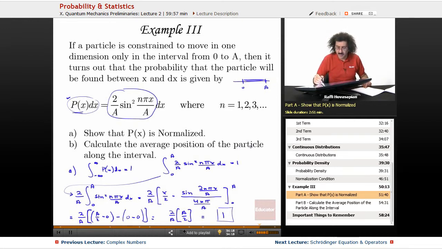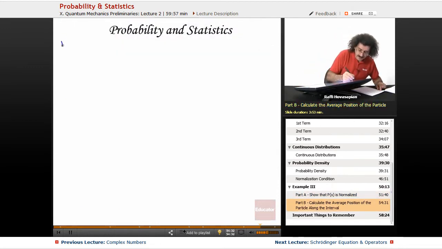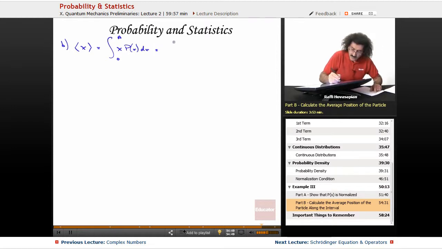Okay, now calculate the average position of the particle along the interval. Well, let's just use our definition of average. Nice and straightforward. So part B. The average position of a particle, or the average of whatever, that's going to be equal to the integral from 0 to a of x times p(x) dx. So it's going to equal the integral from 0 to a of x times 2 over a times sine squared of n pi x over a dx.